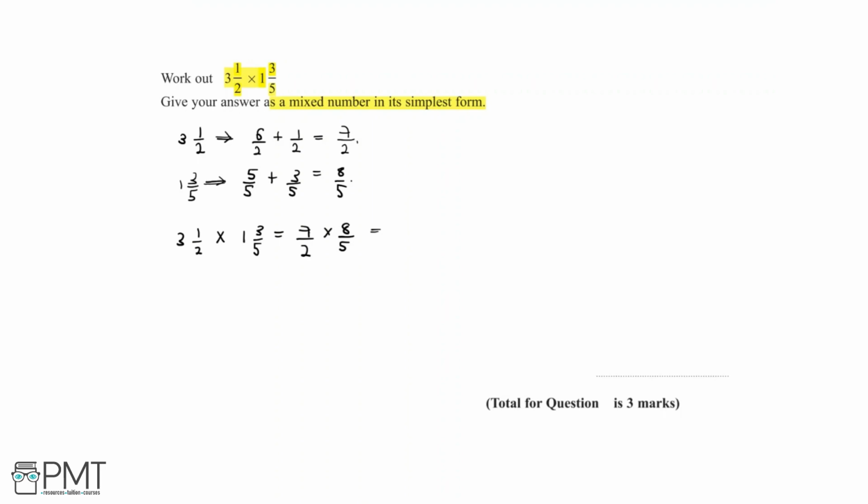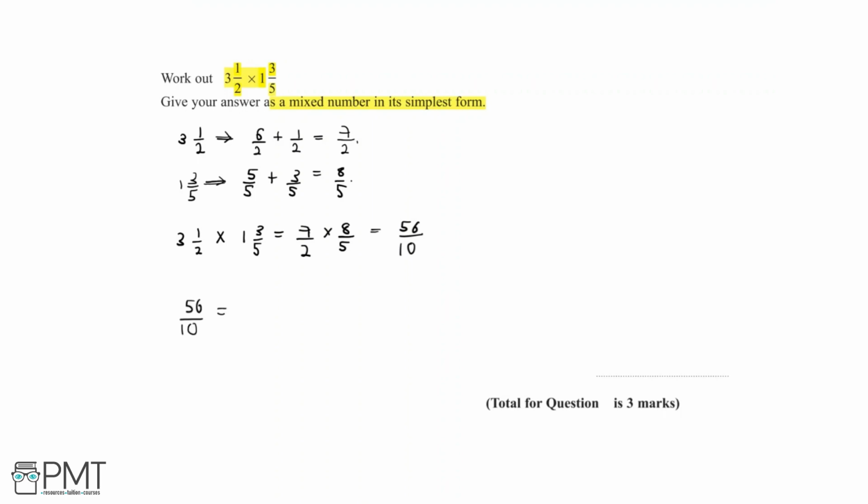We know that when we multiply fractions together, we multiply the numerators, and then we multiply the denominators. And so 7 times 8 is equal to 56. And 2 multiplied by 5 is equal to 10. And so we now have an answer of 56/10. We need to give our answer as a mixed number in its simplest form.